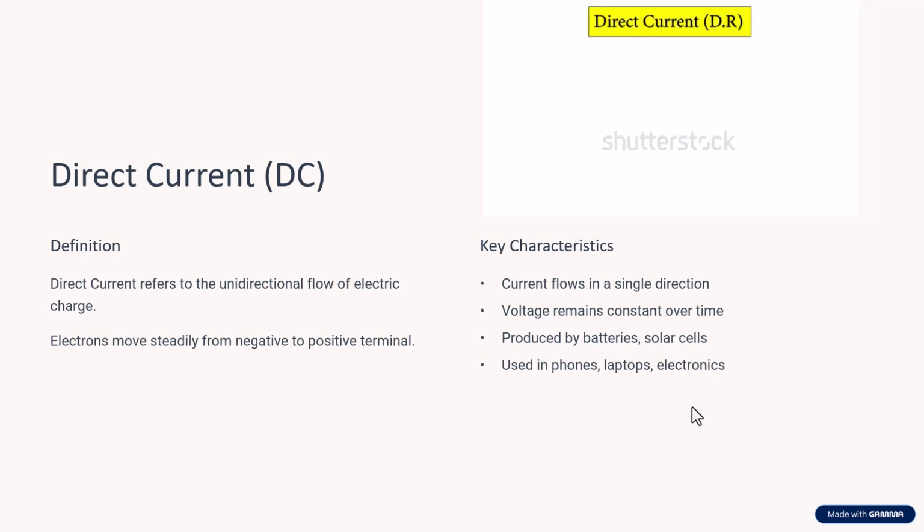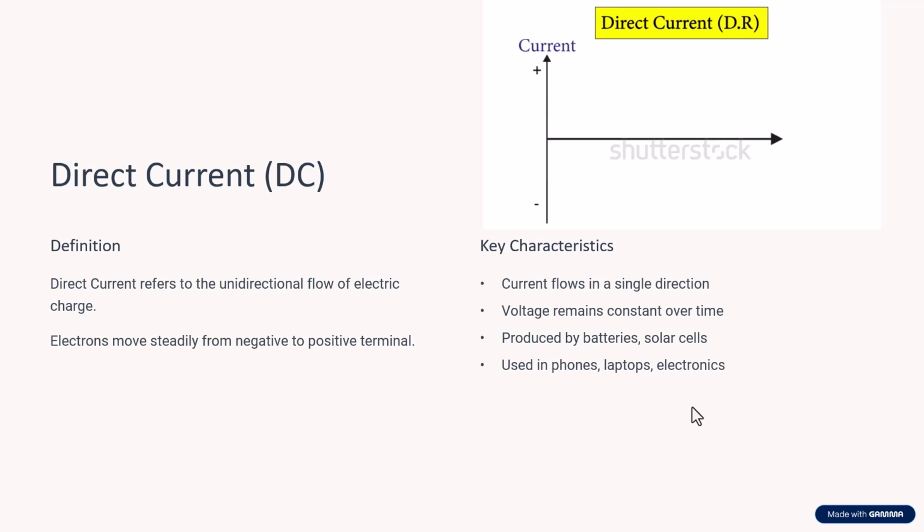The key characteristics of direct current is that the current flows in just one direction. The voltage remains constant over the period of that flow and is produced by things such as batteries and solar cells. It is currently the source of power for our mobile phones, laptops, and almost all the electronics that we use, AirPods, headsets. Almost all these electronic devices are powered with direct current.